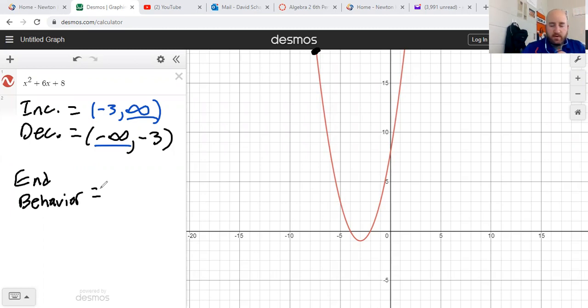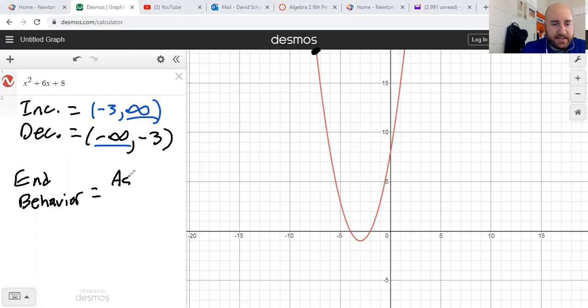Probably less than that. Both ends are going up. Both ends are going down. Left end is going down, right end is going up. Left end is going up, right end is going down. You gotta be able to explain it to me in mathematical terms.